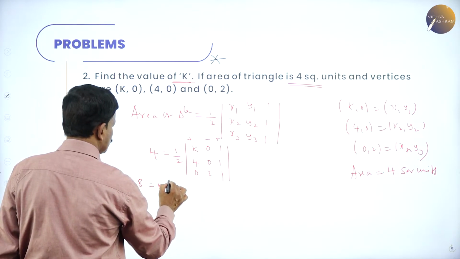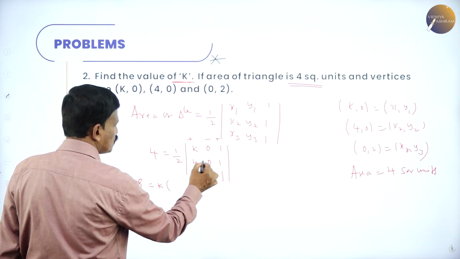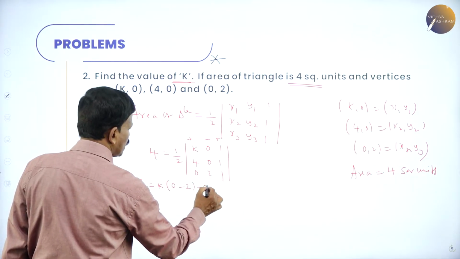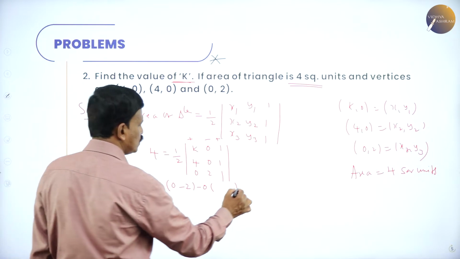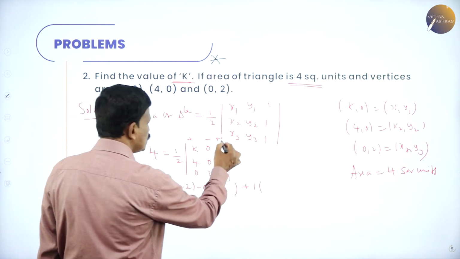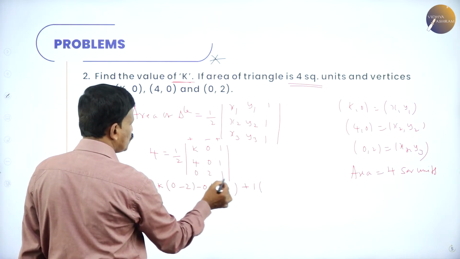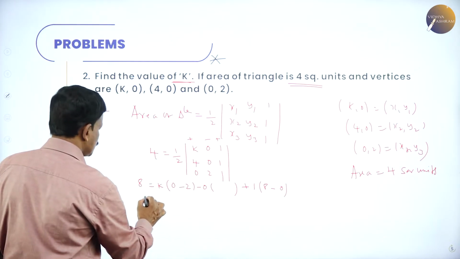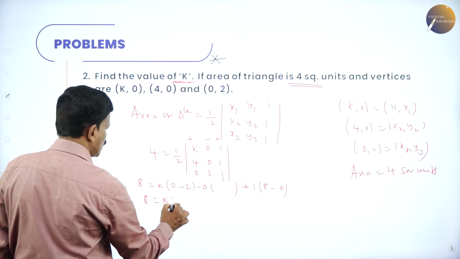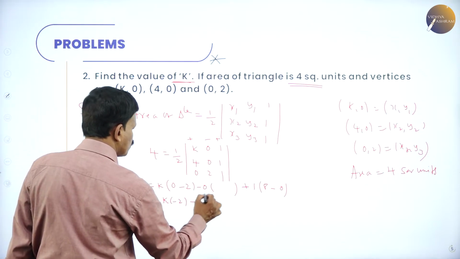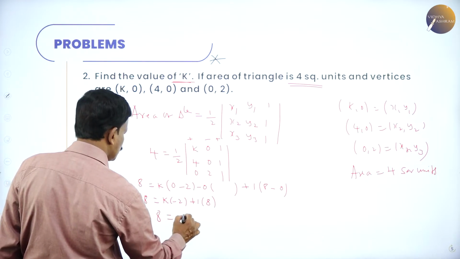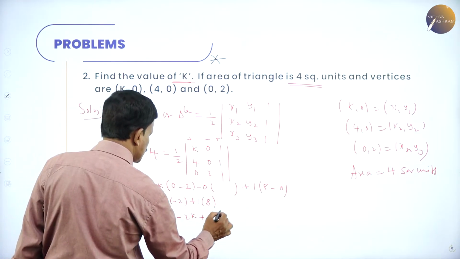K into, so this row and column is deleted. 1 into 0 is 0. Minus 2 into 1 is 2. Minus 0 into any number, you will get 0. Plus 1 into, delete the row and column containing 1. 4 into 2 is 8. Minus 0 into any number is 0. So this is 8 is equal to k into minus 2 plus 1 into 8. So 8 is equal to minus 2k plus 8.